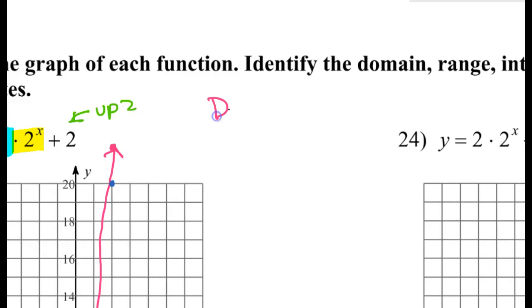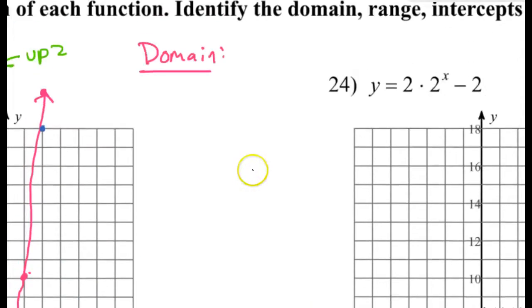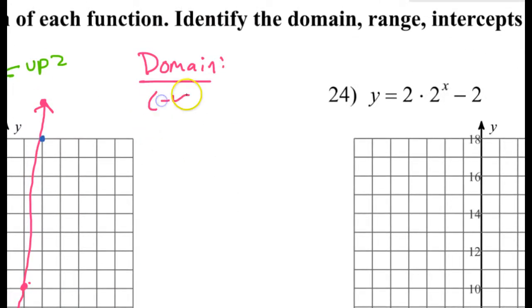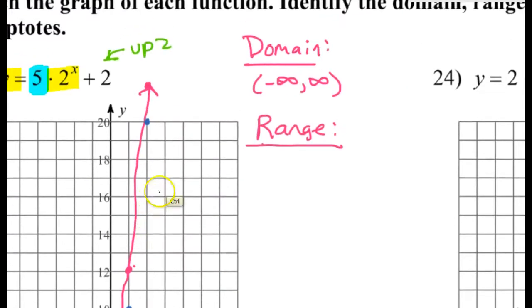So let's do that. So the domain is how far it goes from left to right. So that's -∞ to +∞. The range, that's how far it goes from bottom to top. So 2 to infinity, with a round parenthesis.